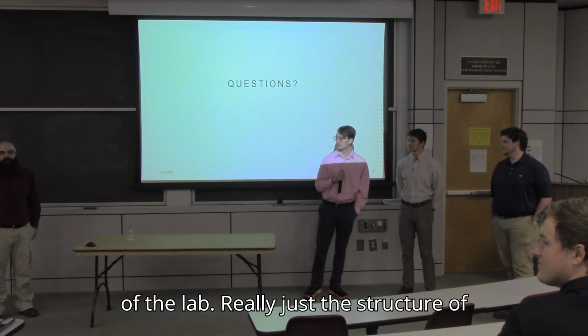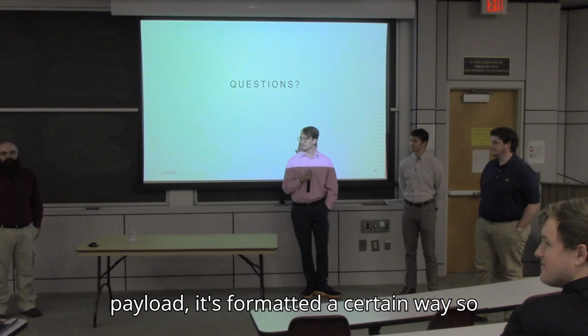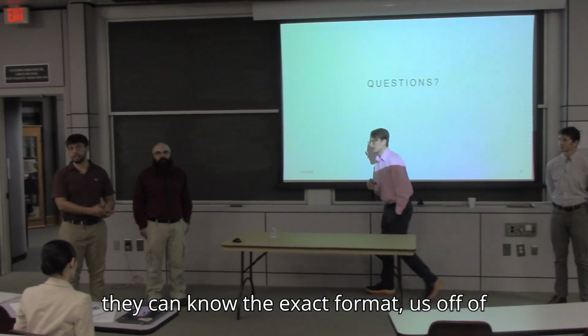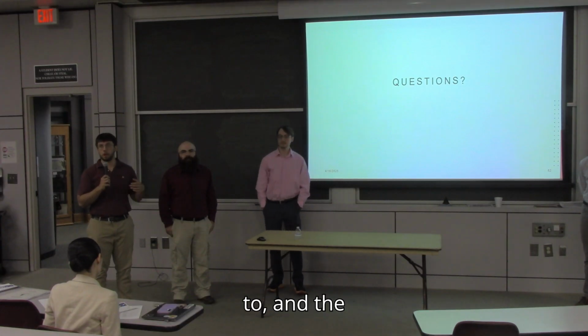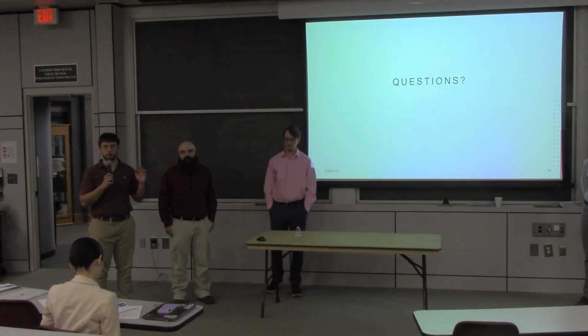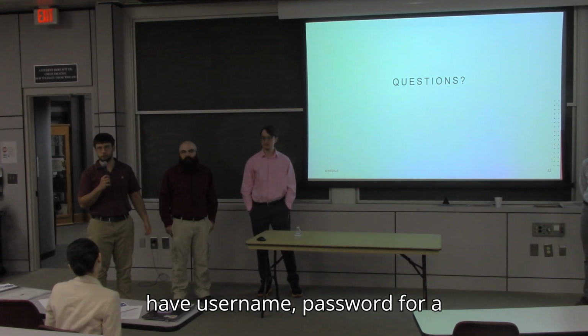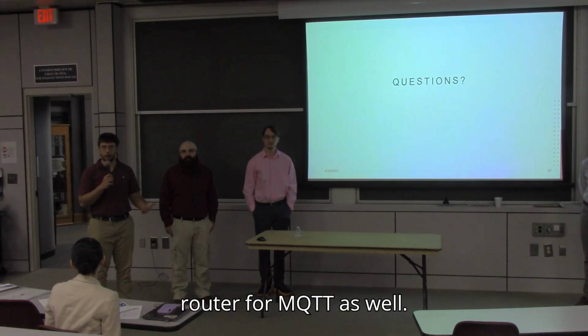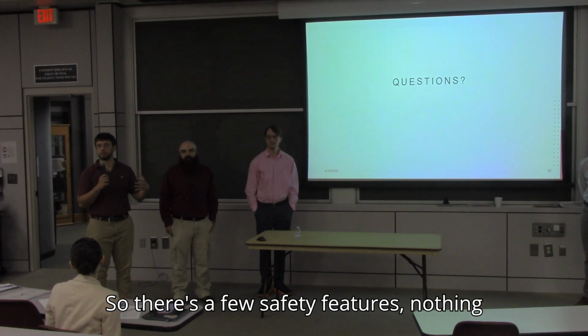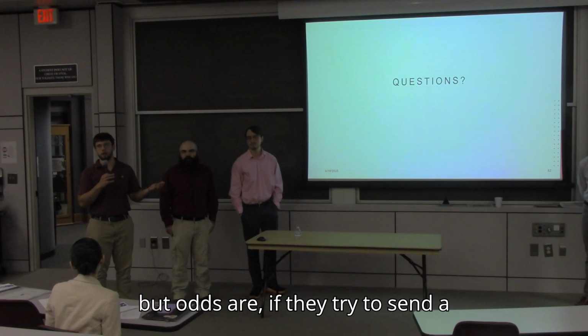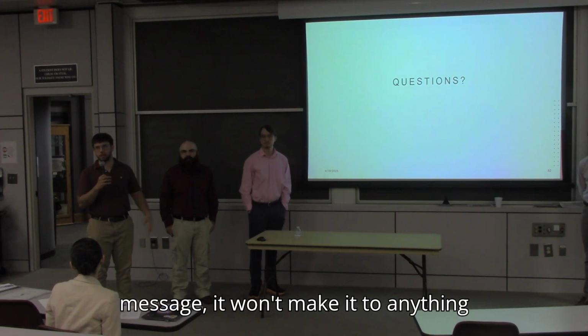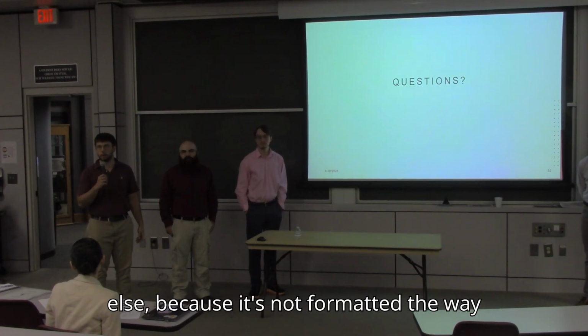Really just the structure of our code, the way we're receiving the payload, it's formatted a certain way, so they have to know the exact format, on top of knowing the topic that we're subscribed to, and the format of the payload, and then we also have username and password for our router, for MQTT, as well as Node-RED. So there's a few safety features, nothing to stop anybody from injecting anything, but odds are if they try to send a message, it won't make it to anything else, because it's not formatted the way we're looking for it.